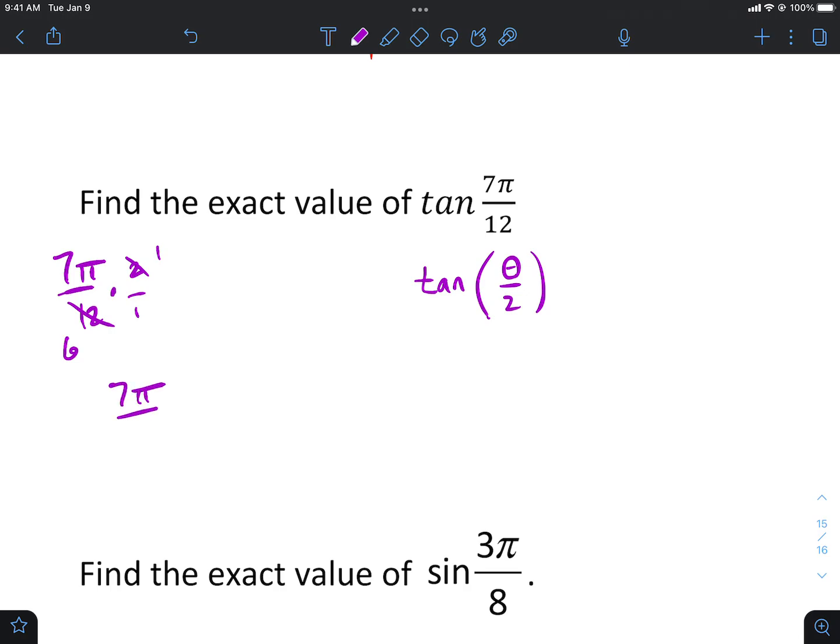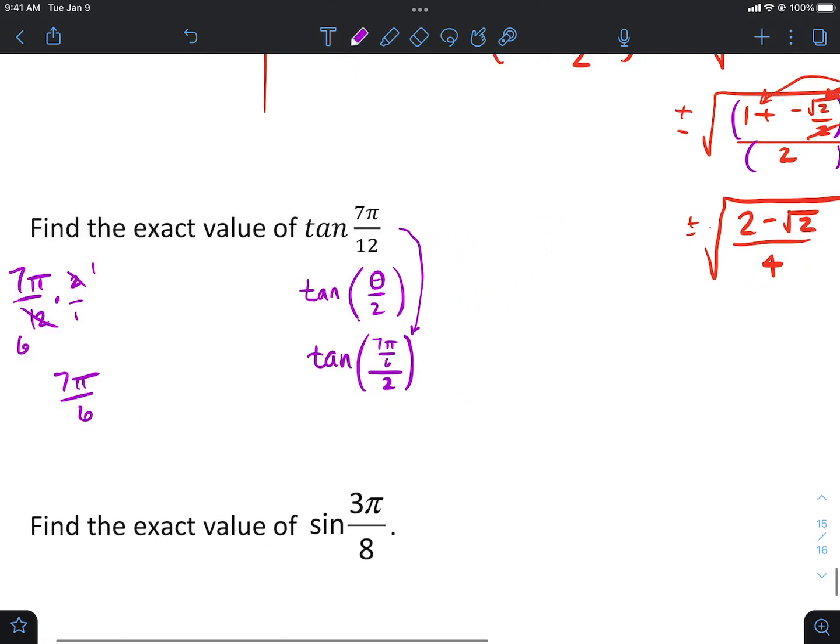So that's 7 pi over 6. And that's actually what's going to go in this top part here. You're going to do 7 pi over 6, kind of like that, and then all over 2. So these here are mathematically equivalent things.